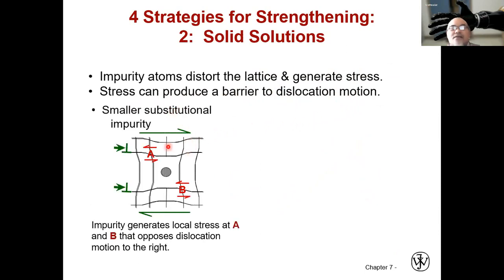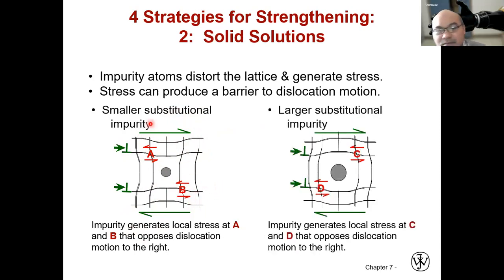For example, here, usually that impurity is smaller. To become the substitutional impurity, you introduce this impurity. This impurity will generate local stress at A and B that opposes dislocation motion. So this dislocation motion here will go to the right, but this stress A will oppose that. Similarly, at this B to the left, this B will oppose that. So eventually, it cannot move.